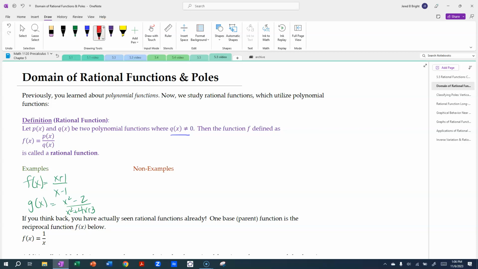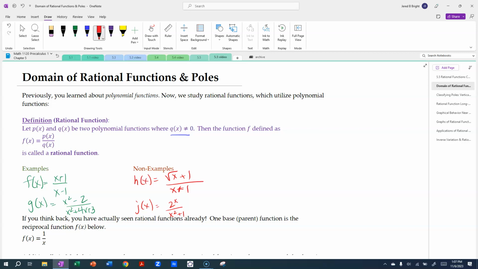Something that is not a rational function would be something like h of x, where we have, say, square root of x all plus 1 over x plus 1, right? The square root is not a polynomial function, okay? If we had also something like j of x that is 2 to the x all over x squared plus 1. Again, 2 to the x, that's an exponential function, which we'll see later, but that ends up not being a rational function either.